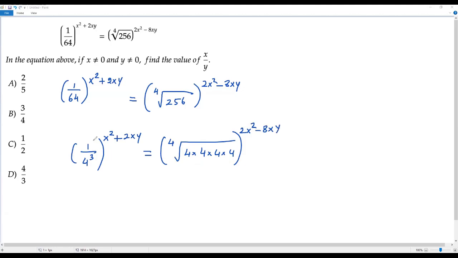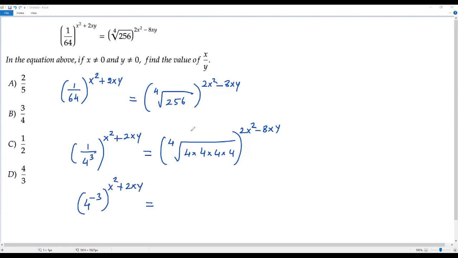Okay, now this 1 over 4 cube can be written as 4 to the negative third power. Because whenever we move a term from denominator to numerator or numerator to denominator, the exponent will change its sign. So since I just moved this to the numerator, the exponent positive 3 will become negative 3, and this 4 to the negative third power will be multiplied by this numerator 1. Still we are getting the same thing to the power of x square positive 2xy.